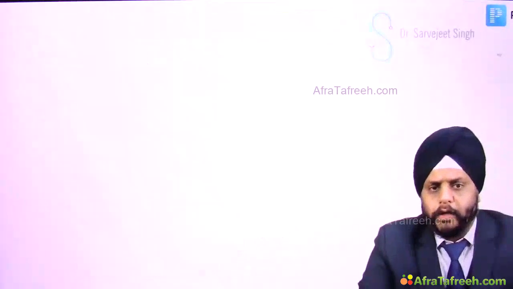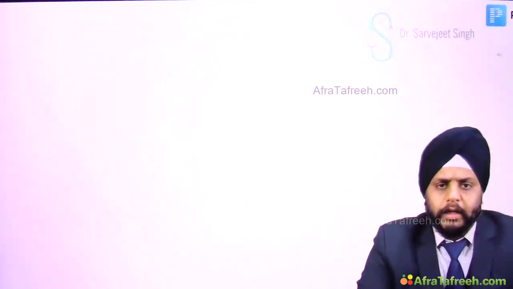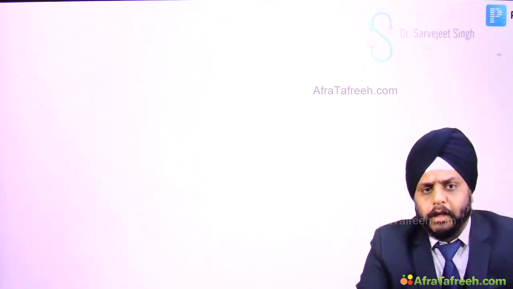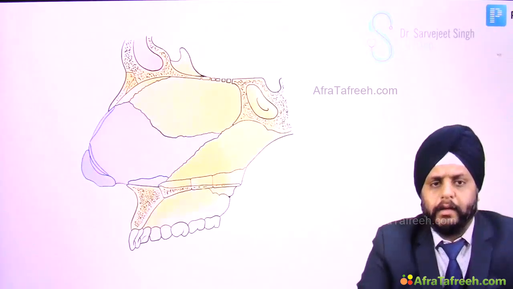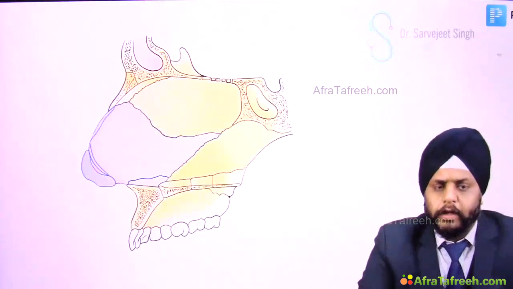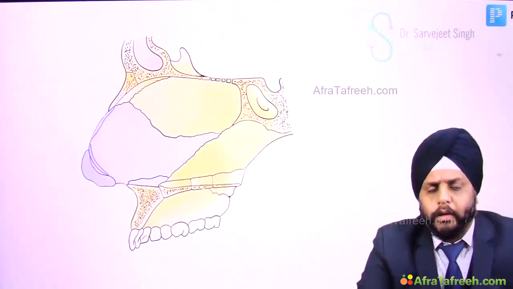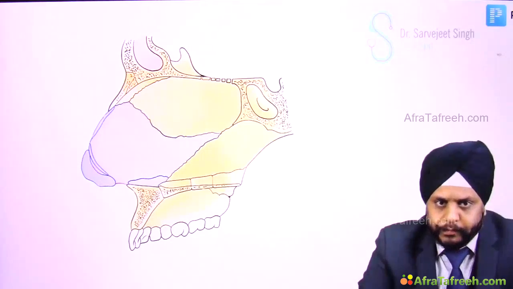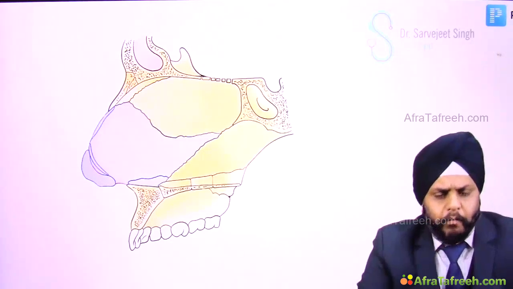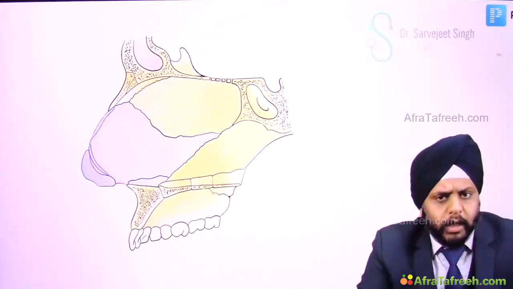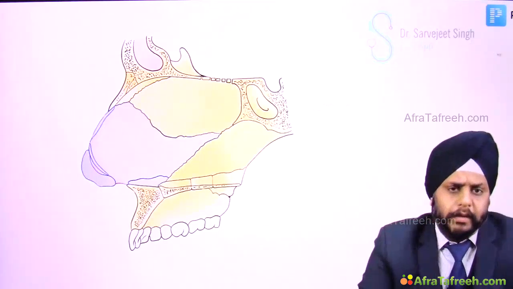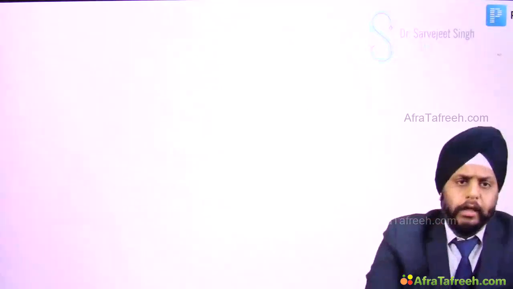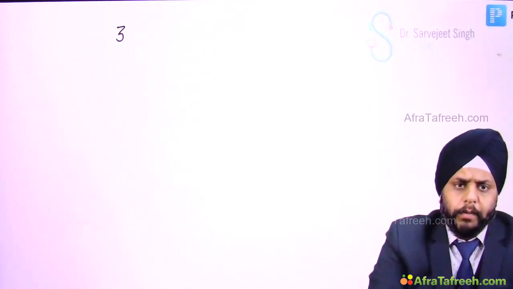So this was the lateral wall that we have discussed. Let us now talk about the medial wall, that is the nasal septum. This is the photograph of the medial wall, the nasal septum, that divides the nose into two nasal cavities. We have already studied a little bit about the nasal septum. Let's talk in detail. The nasal septum consists of 3 parts.